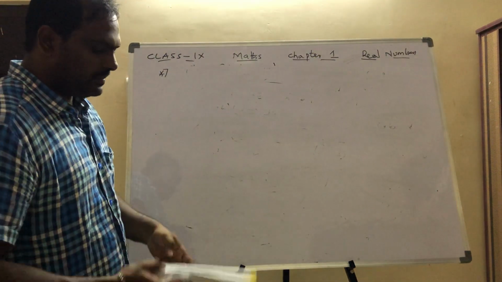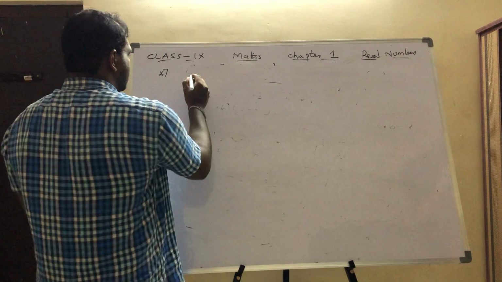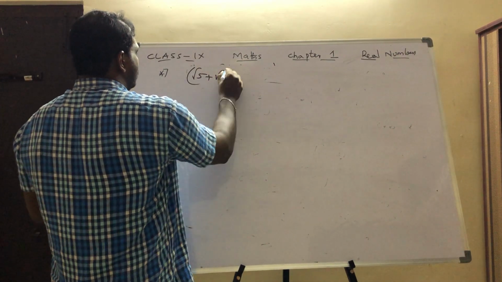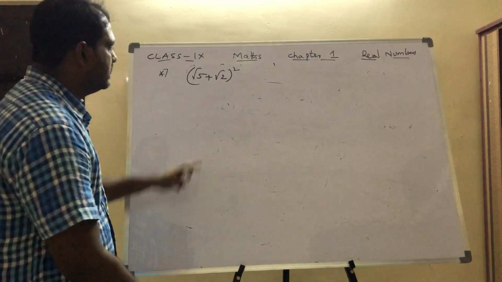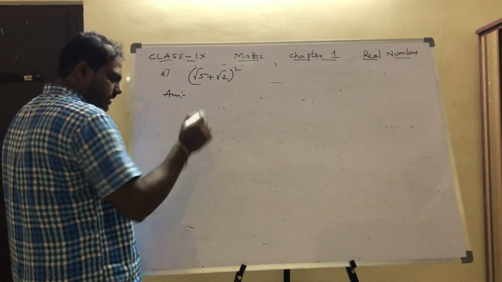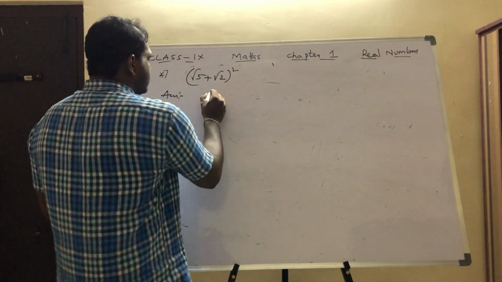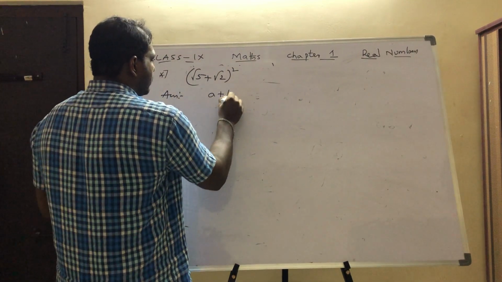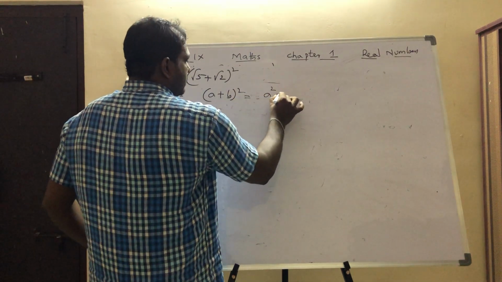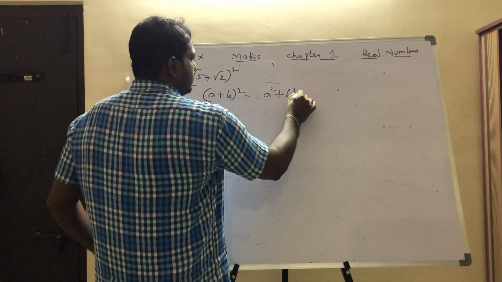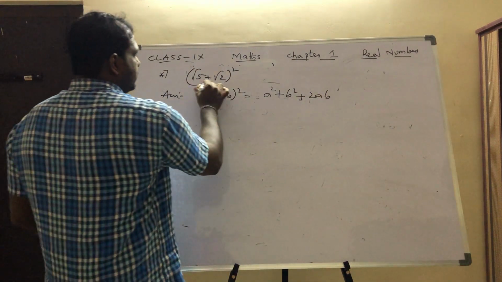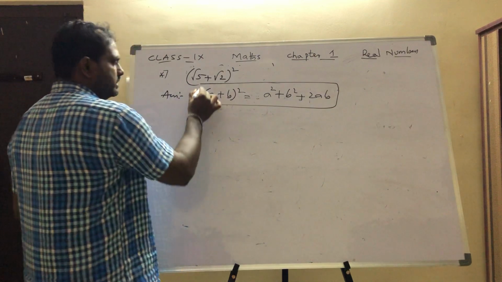The sum is root 5 plus root 2 whole square. So this one we can apply the direct formula simply. Here also we have to remember one more point. What is the point? We have to recall the formula. A plus b whole square. What is the a plus b whole square formula? A square plus b square plus 2ab. This is the formula. By using this, we can do this sum.